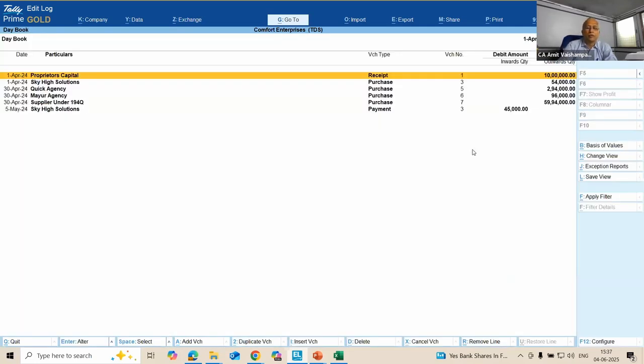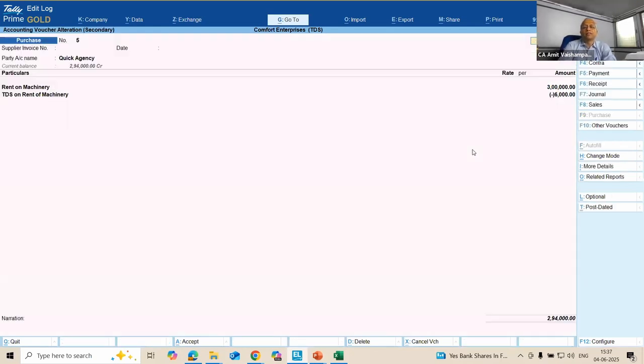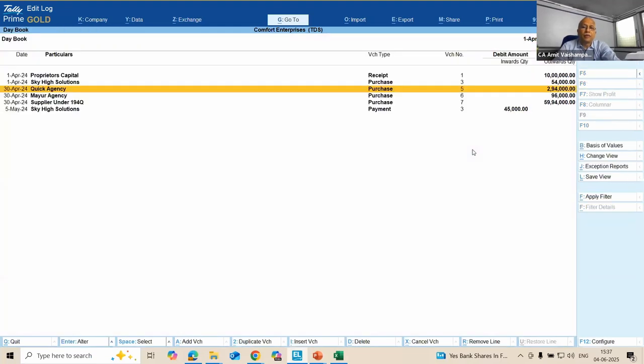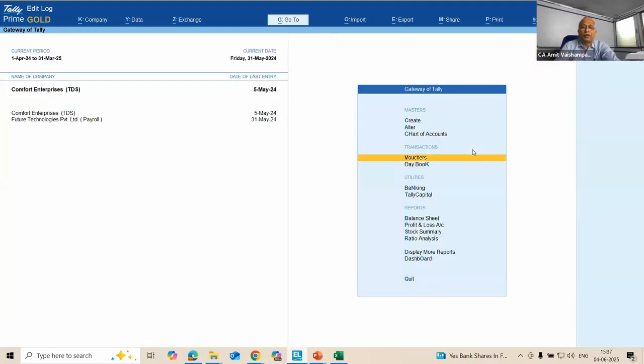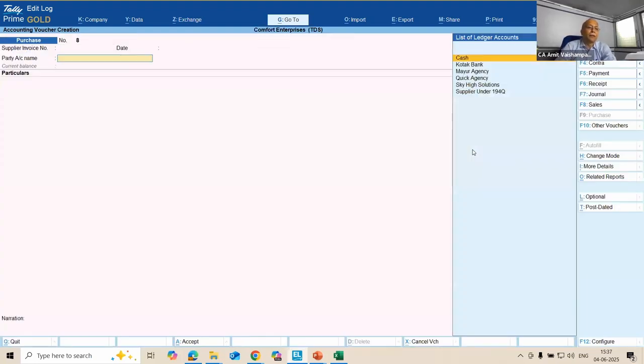So this is the transaction dated 30th April, and this is how I've entered it. I'll go to the next month, 31st May, and I'll try and pass this transaction just to demonstrate how the TDS gets calculated automatically. Once we have done this transaction and you go to voucher entry, the TDS calculation takes place automatically.